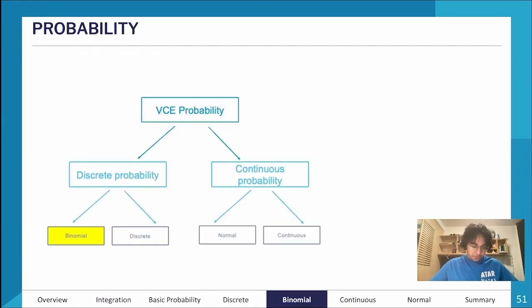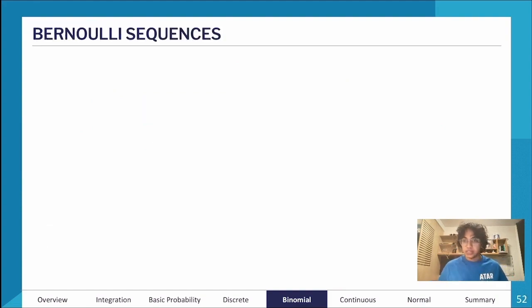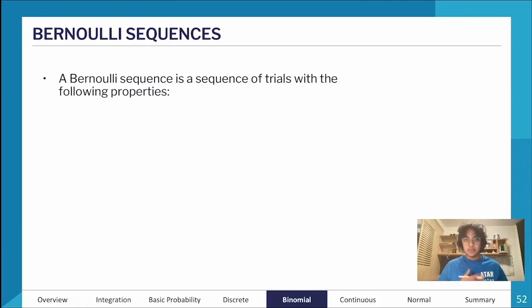Okay, so let's now talk about binomial distributions and Bernoulli sequences. So what is a Bernoulli sequence, or what even is a binomial distribution? So bi meaning two. A Bernoulli sequence follows this thing known as a binomial distribution, but I'll talk about that in a bit. Let's focus on Bernoulli sequences.